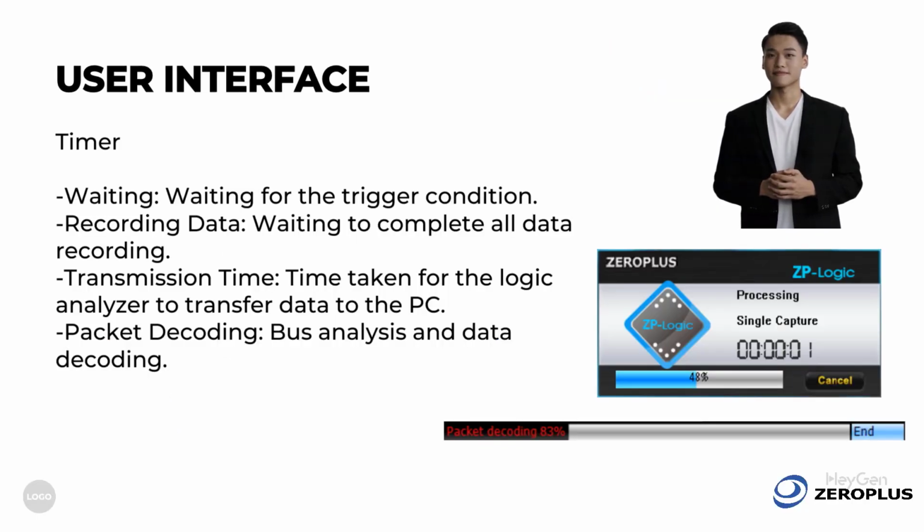Timer. During measurement, a progress window will appear. If a trigger condition is set, it will wait for the signal. Once the signal appears, recording will begin, followed by data transmission to the computer. Finally, if a decoder has been added, decoding calculations will be performed.